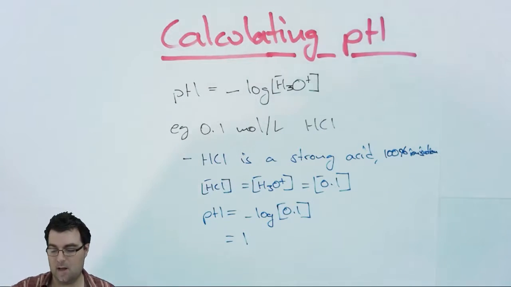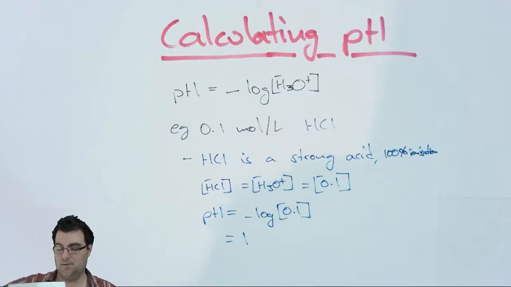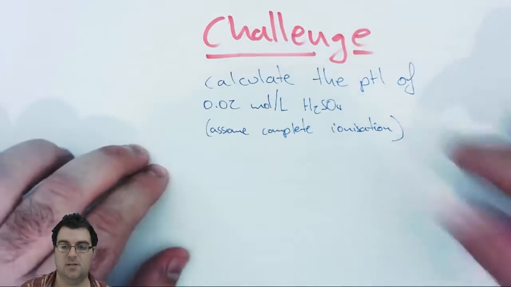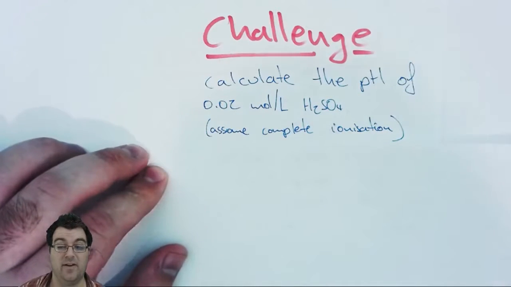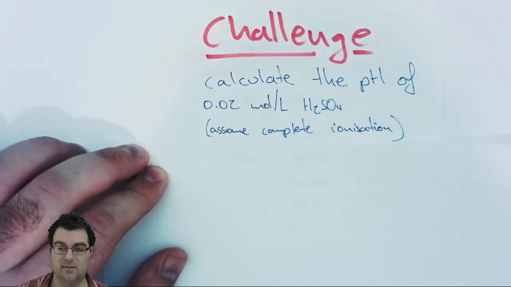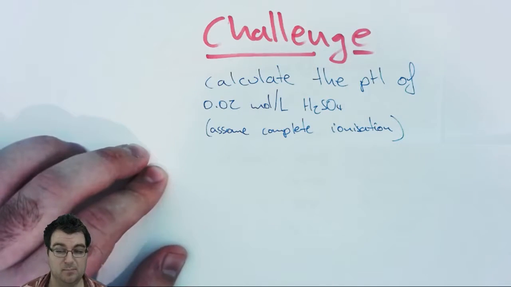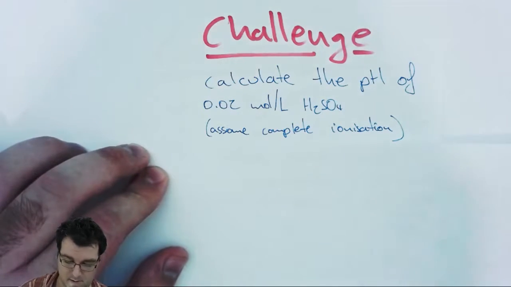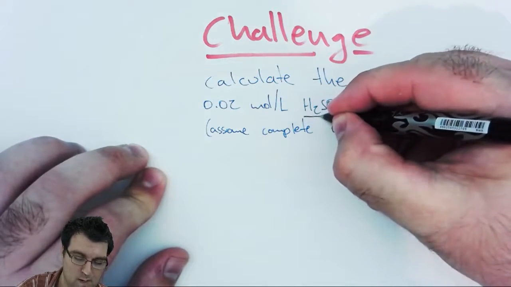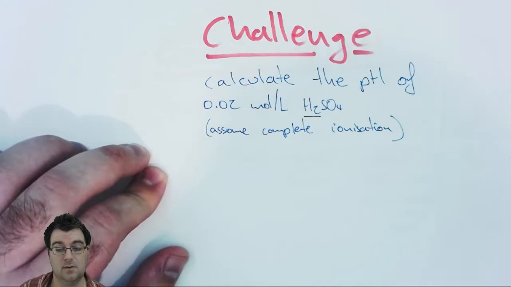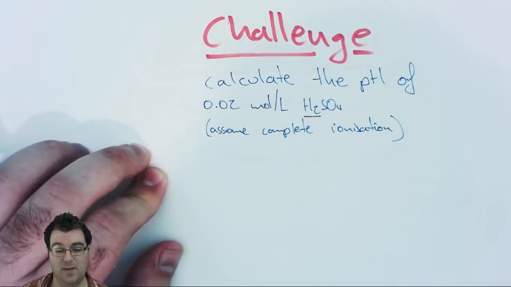It's time for a challenge. We're going to make this one a little bit harder. Our challenge is to calculate the pH of a 0.02 mole per litre sulfuric acid solution. And there's a little kicker here: you have to assume that there is complete ionization. Take note that there are 2 donatable hydrogens in sulfuric acid, and so you need to work with that when you calculate your pH.